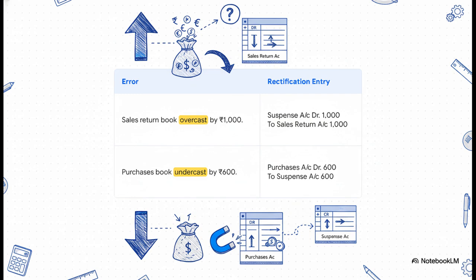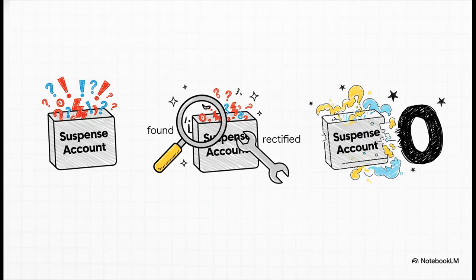Easy, right? And here's the best part. This is the magic of it. Your goal is always to make the suspense account empty. Once you've found and fixed all of those little one-sided errors, its balance will automatically become zero. Poof! It just magically disappears from your books, as if it was never there.